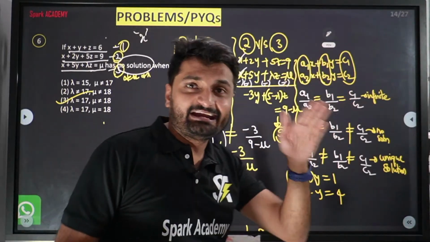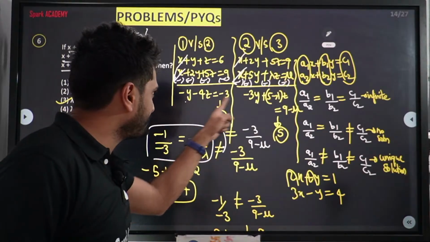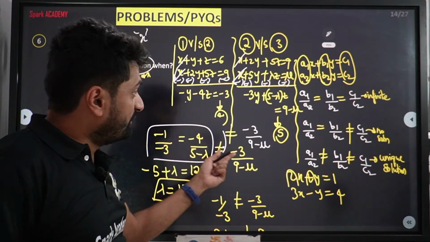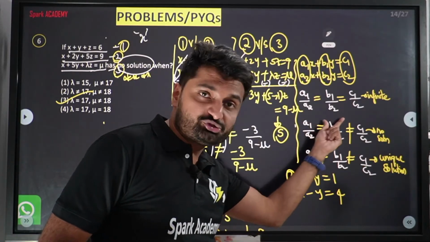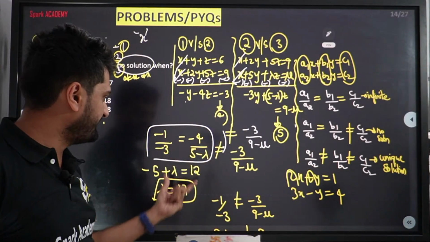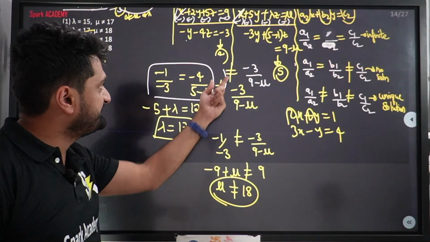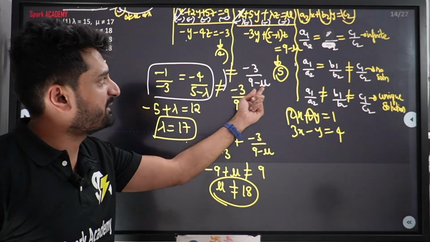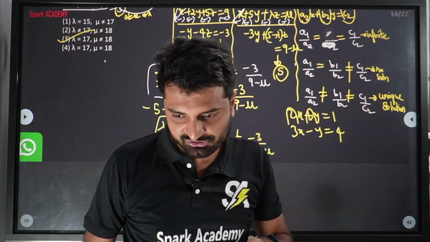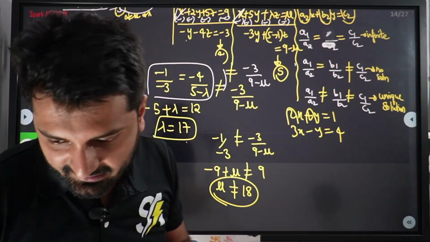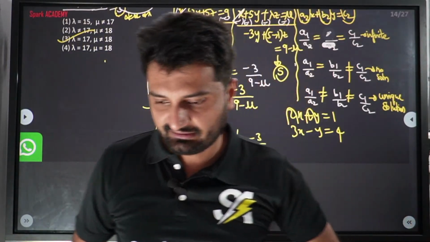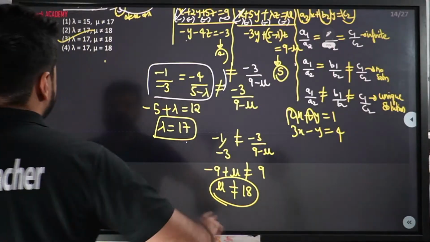So always find the ratio of coefficients. So here minus 1 by minus 3 is equal to minus 4 by 5 minus lambda. The no solution condition is a1 by a2 should be equal to b1 by b2 shouldn't be equal to c1 by c2. So that is what I have put here, these two are equal, so lambda value 17 comes, and this is not equal to minus 3 by 9 minus mu. So the two LHS terms shouldn't be equal to the RHS term. That is no solution. So when we do that, the mu value also basically shouldn't be 18. So that is how we get the answer for this type of question.